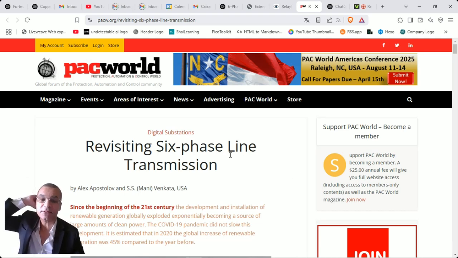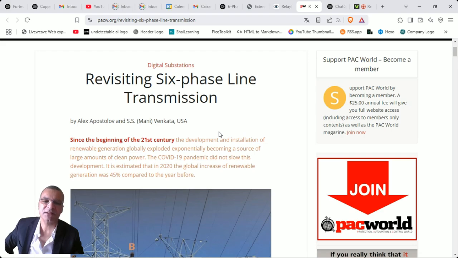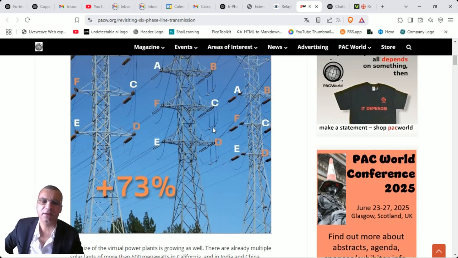One conclusion from Alex's article amazed me. Implementing a six-phase system can achieve approximately a 73% increase in transmission power within the same corridor. So without changing anything, you can increase the power that you can transmit through the existing line. Can you imagine, especially with today's rising energy demand, driven largely by AI-powered data centers, achieving this increase through the same corridor without increasing any right of ways? It's an interesting thing to further investigate and stimulate.